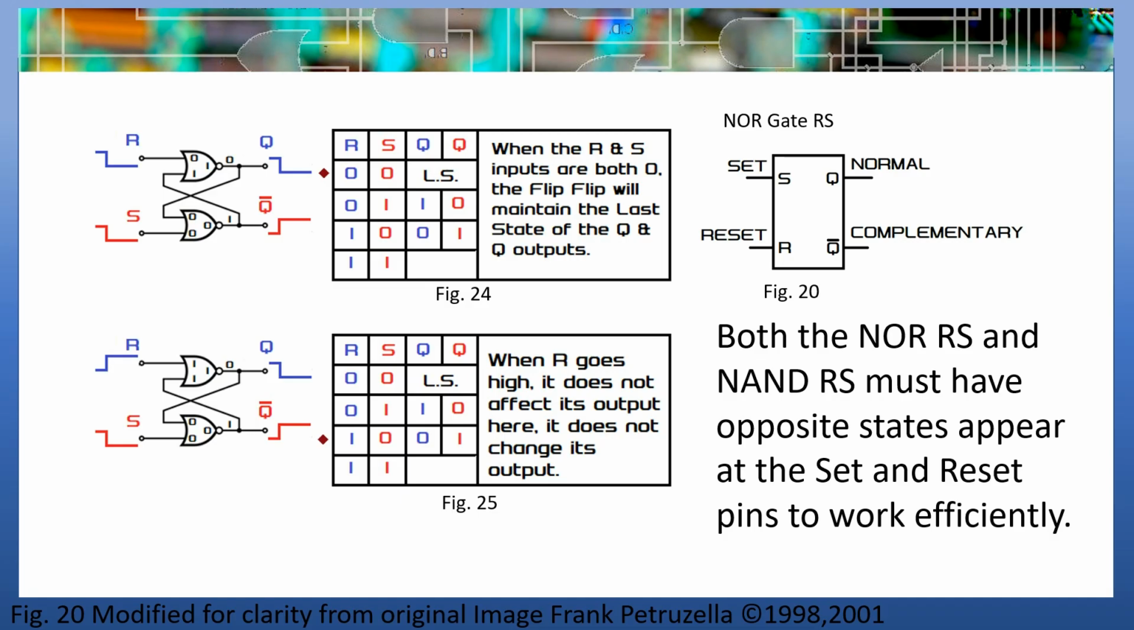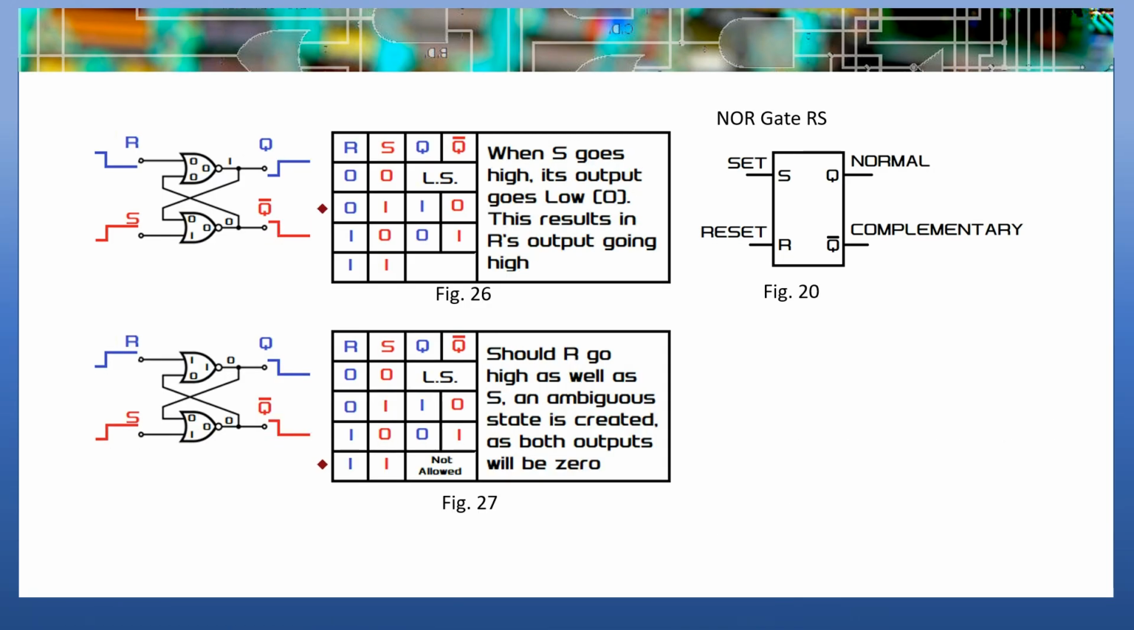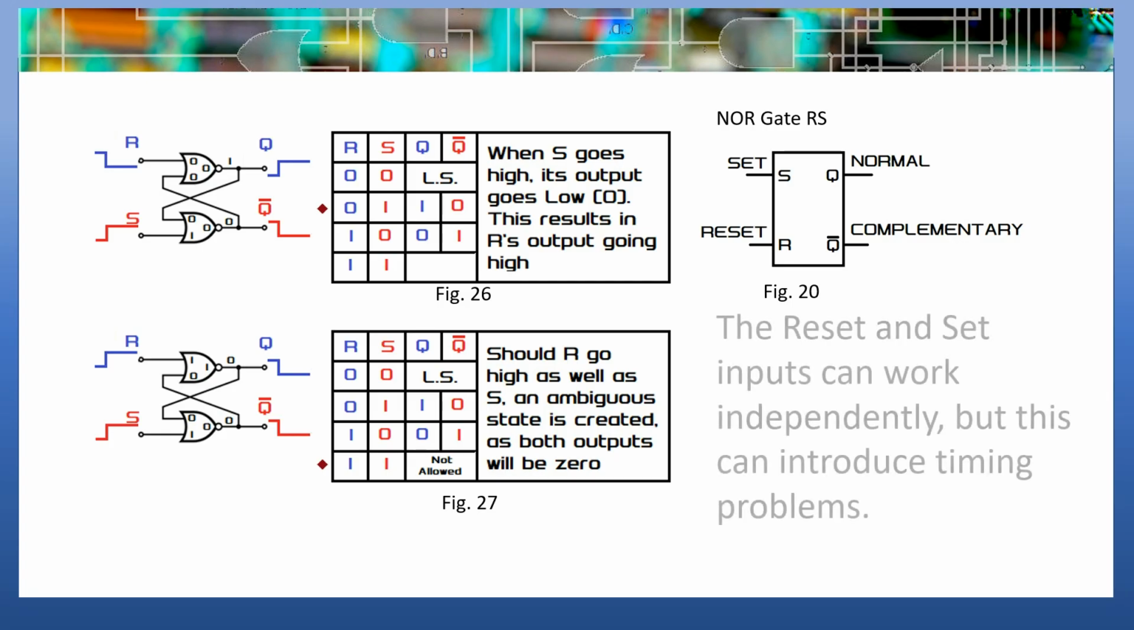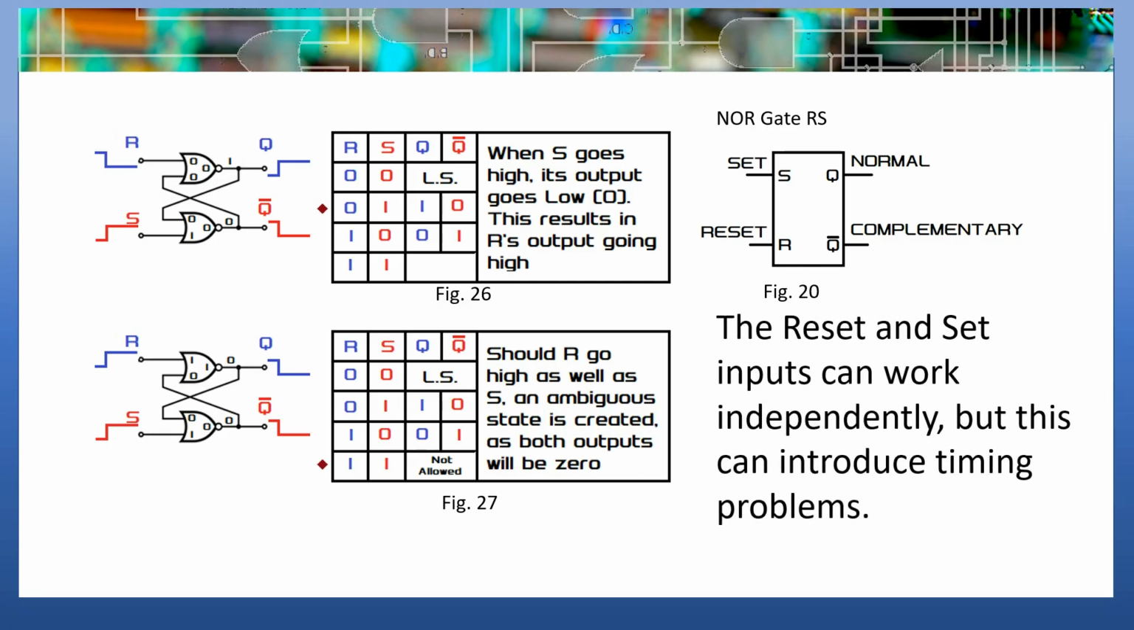When R goes high, it does not affect its output here. It does not change its output. When the set goes high, its output goes low. This results in reset's output going high. Should the reset go high as well as S, an ambiguous state is created, as both outputs will be 0. Therefore, the reset and set inputs can work independently, but this can introduce timing issues.